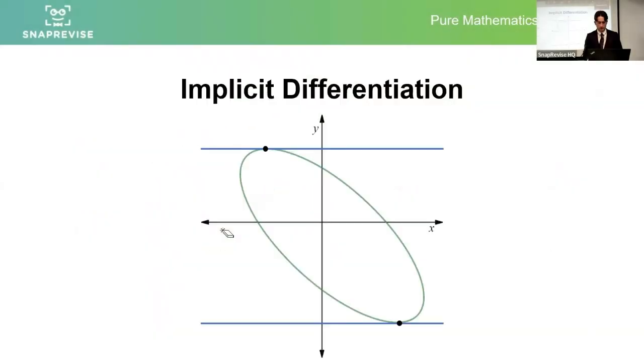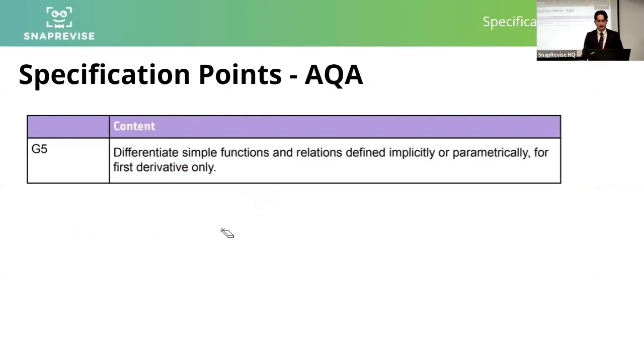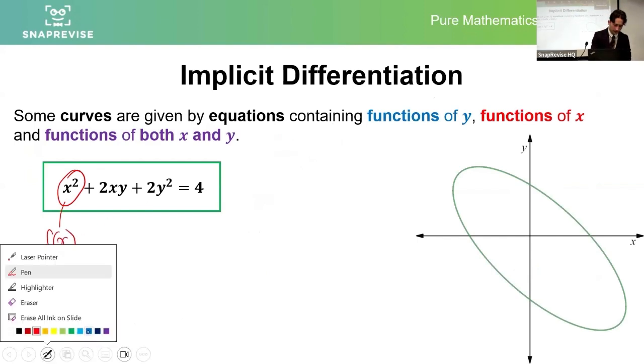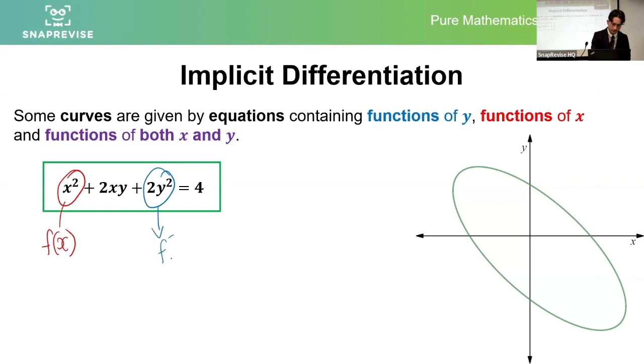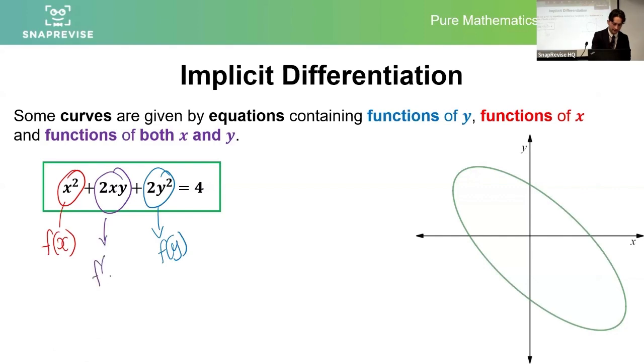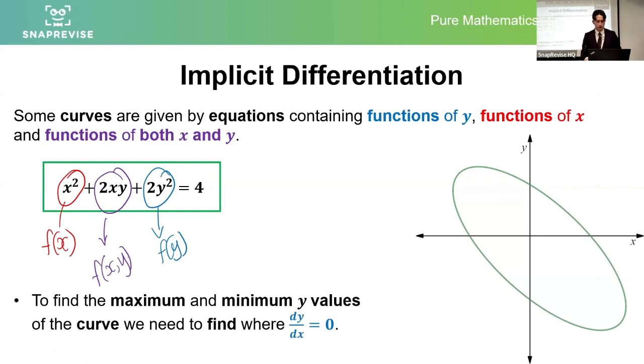Okay. So implicit differentiation, quite an easy skill, but it just looks horrible. This is when you have x and y terms in the function. What we have here is a function of x, this is a function of y, and then this is a function of x and y.